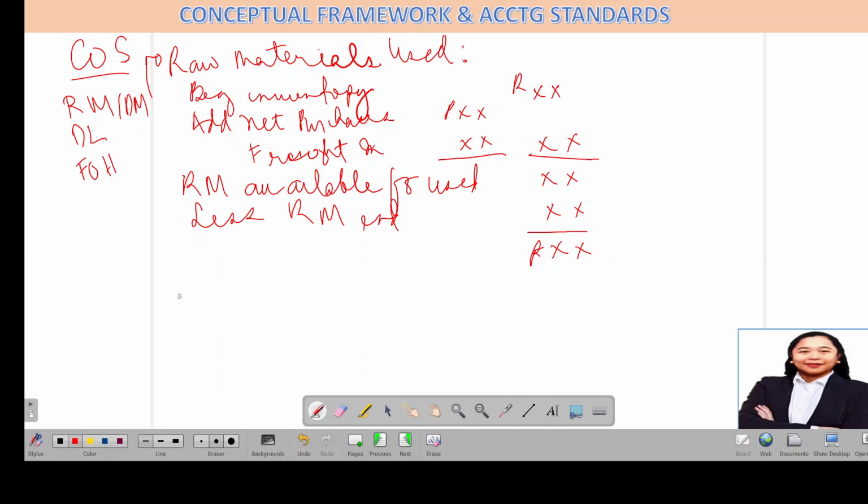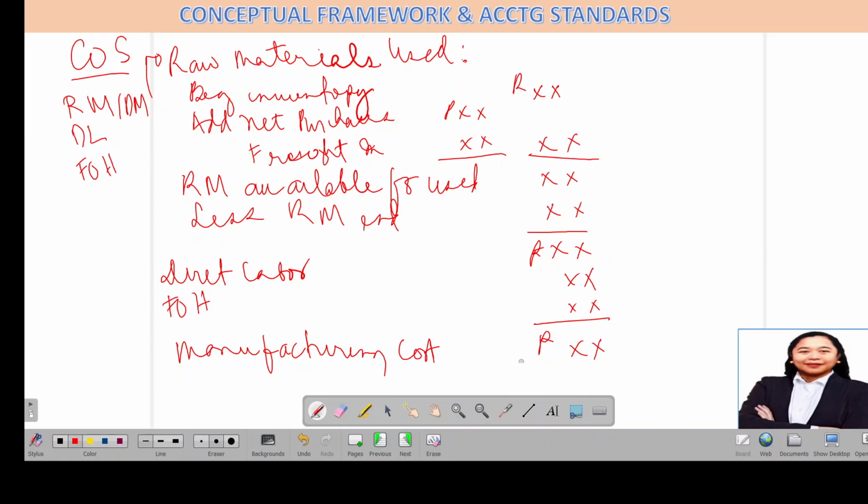Then the raw materials used, we're going to add direct labor. Okay, we're going to add factory overhead. You're going to list your factory overhead. Okay, and this would be our ano to? Manufacturing cost. Okay, and your manufacturing cost is the same as what? Product cost. No? O, ano pa yung susunod? So, ito medyo madami yung nasa item na cost of sale. We're done with this one kasi is your manufacturing cost. Diba?